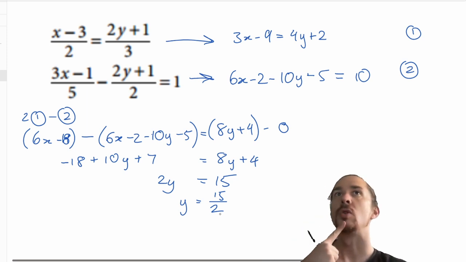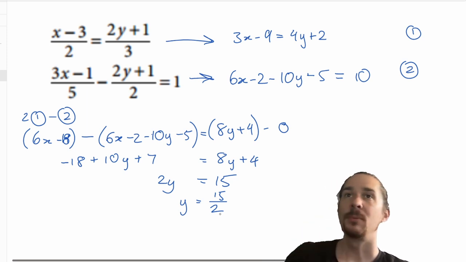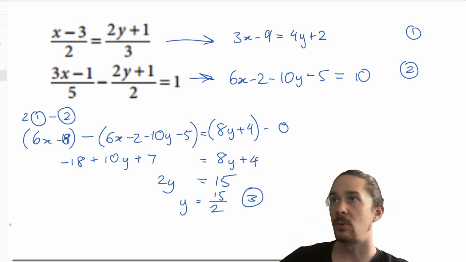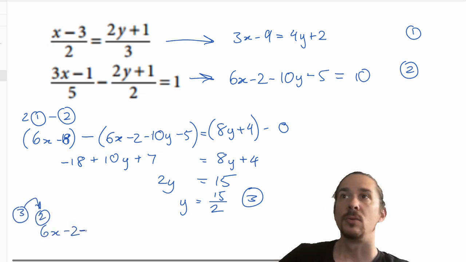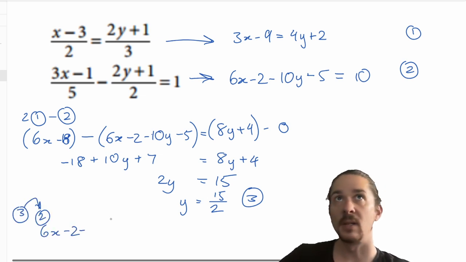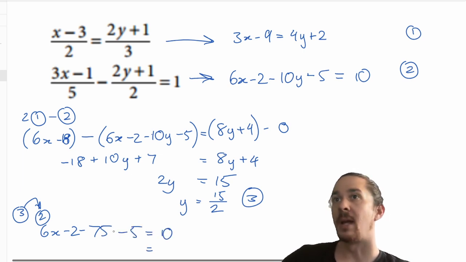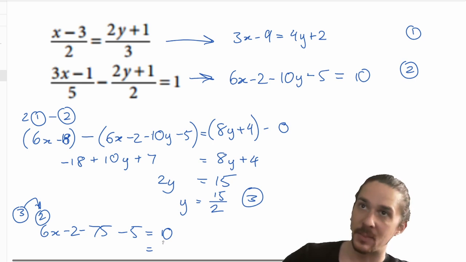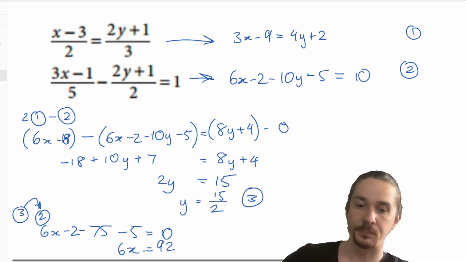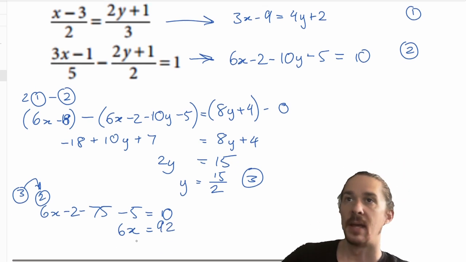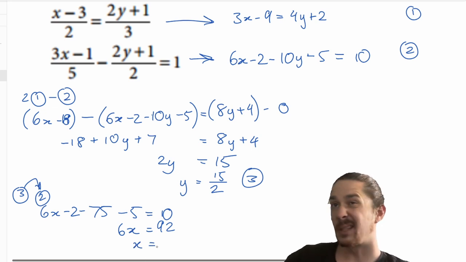What do I want to substitute that back into? So this is equation 3. I'm going to substitute it back into equation 2. 6x minus 2 minus, so 15 over 2 is 7.5. If we take 10 amounts of that, that's 75. Minus 5 equals 10. So in total, we've got negative 82. Let's add that over here. That means 92 equals 6x. Or x equals 92 over 6. I can halve both of those. That's going to be 46 over 3.